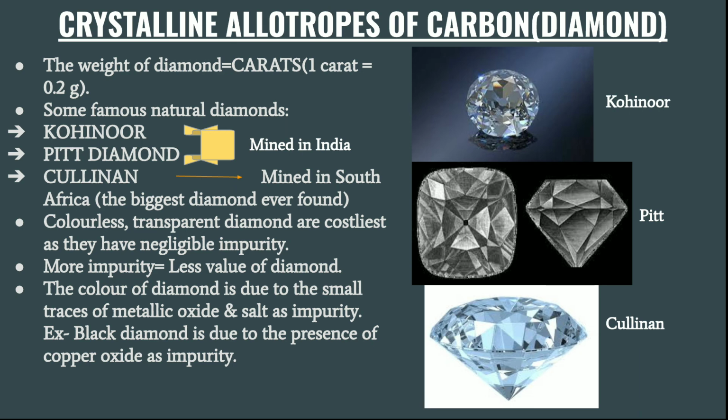Colorless, transparent diamonds are costliest, as they have almost no impurity. So the more impurity, the less the value of the diamond. The color of a diamond is due to small traces of metallic oxide and salt present as impurity, and the black diamond is due to the presence of copper oxide as impurity.